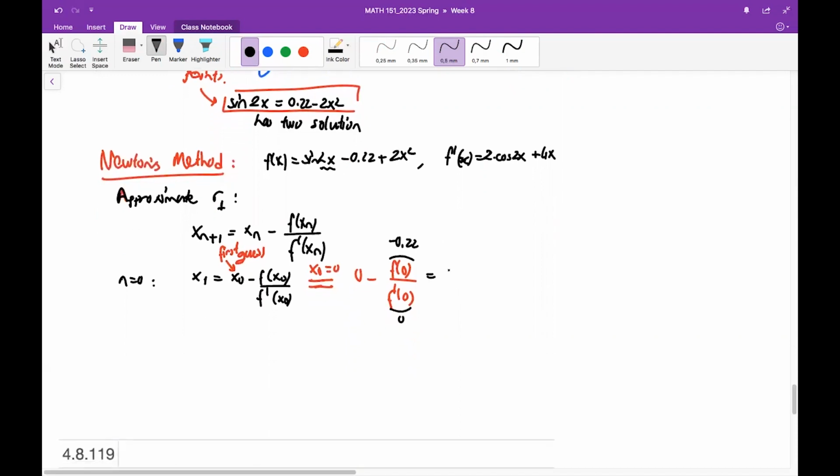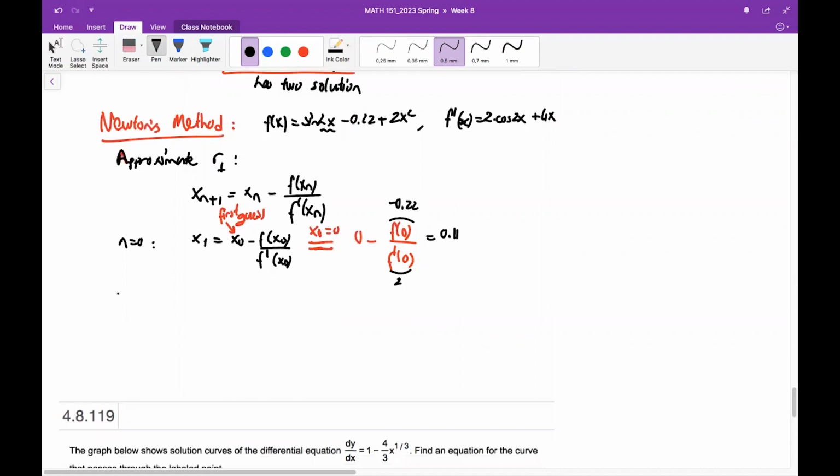So this is 0. That's why the result, by the way, sorry, I guess cosine 0 is 1, so you will just obtain 2 for the first derivative. So it is 0.11. Okay, then you keep doing such computations for the next integer numbers like n equals 1.